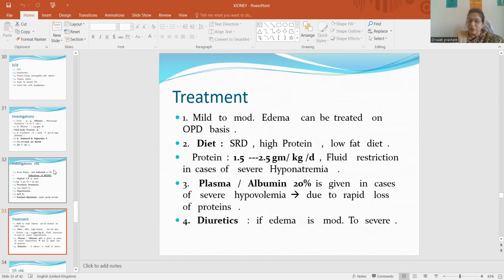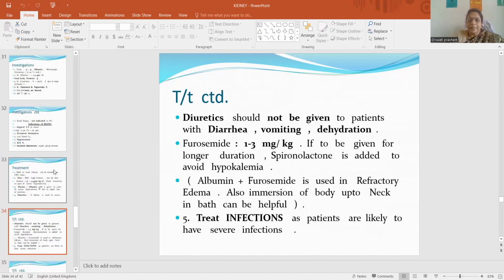Diuretics if edema is moderate to severe. Diuretics should not be given to patients with diarrhea, vomiting, dehydration. Furosemide 1 to 3 milligram per kg if to be given for longer durations. Spironolactone is added to avoid hypokalemia. Albumin plus furosemide is used in refractory edema. Also, immersion of the body up to the neck in a bath can be helpful.